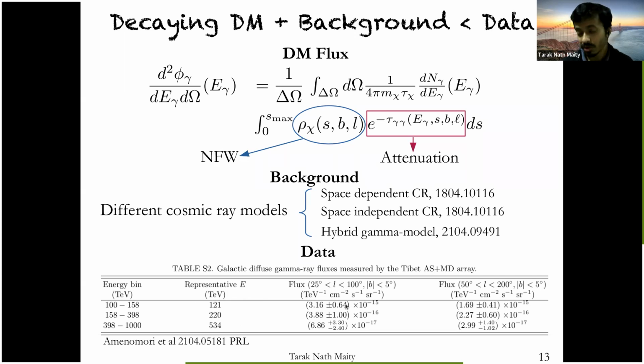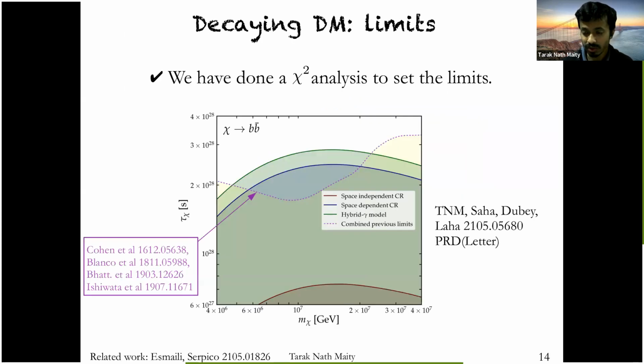To do this, we did a simple chi-square analysis. What is plotted here is the dark matter mass on the x-axis and the dark matter lifetime on the y-axis, for a particular decay channel where dark matter decays to b b-bar. These 3 solid lines represent the limits coming from the 3 different background cosmic ray models, and this dashed line is the limit that was already there in the literature.